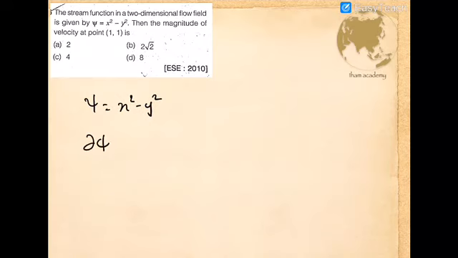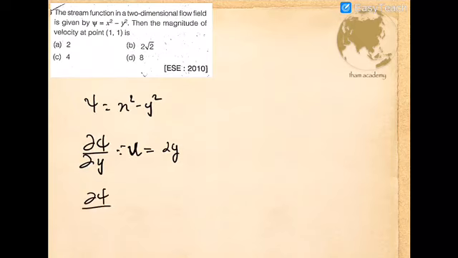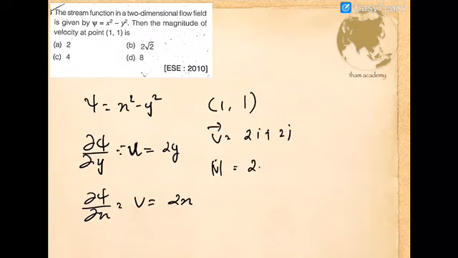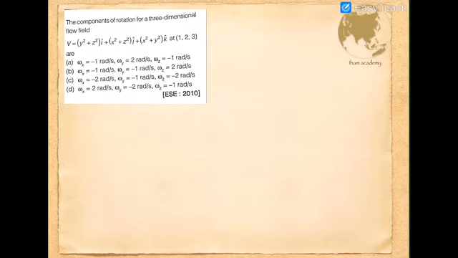So from the definition of stream function, ∂ψ/∂y is nothing but the velocity u. So that will be 2y. Similarly ∂ψ/∂x will be the velocity v, so that will be 2x. We have to find out the velocity at point 1, so substitute the values for x and y there. Then you will get the velocity as 2i plus 2j. So the magnitude of this velocity you will get is 2 root 2. So that's the answer. This question was asked in 2010.